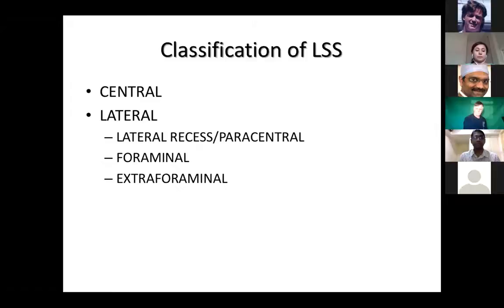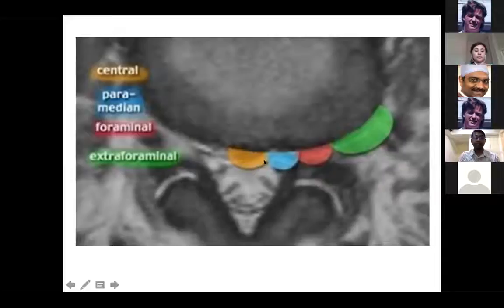So how do we classify lumbar canal stenosis? It could be central, it could be lateral. Lateral could involve the lateral recess, or it could be foraminal or extraforaminal. As you can see here, this is the central herniation. This is the paracentral or paramedian herniation. This is the foraminal, and extremely lateral will be the extraforaminal.